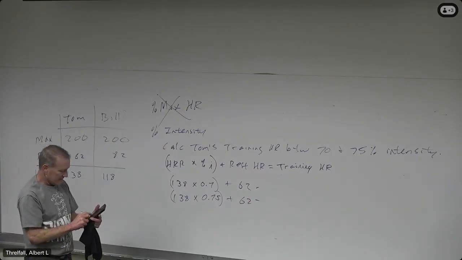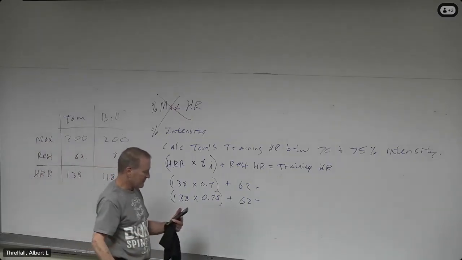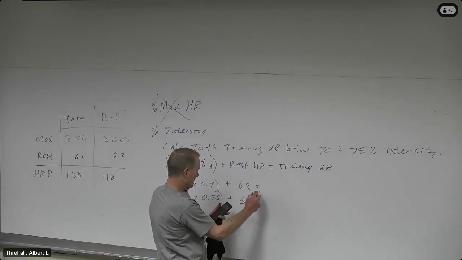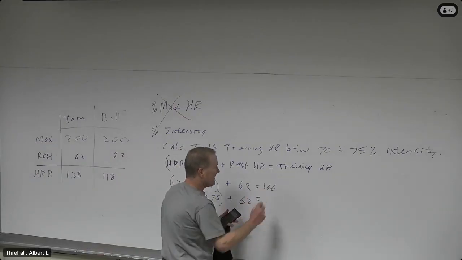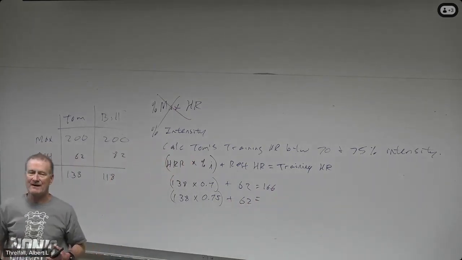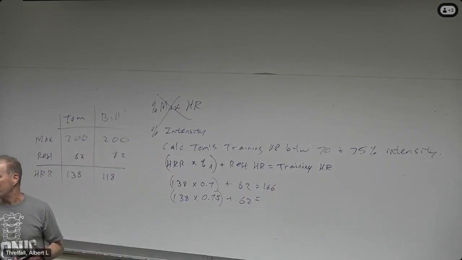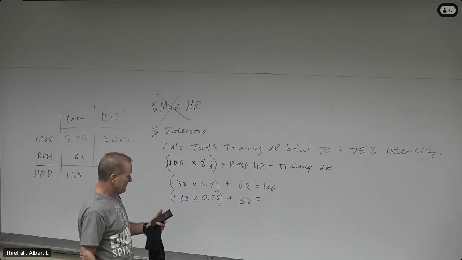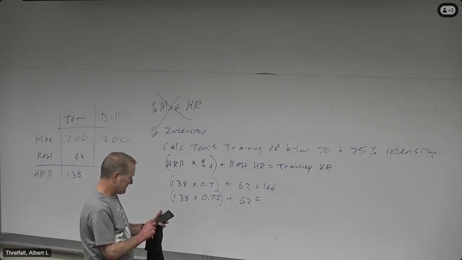138, 70% of that, resting added to it. 166. Now, when you calculate heart rates, they have to be whole numbers. There's no such thing as my heart rate's 142.3. That doesn't exist. So 166.